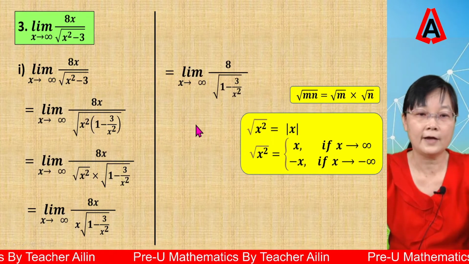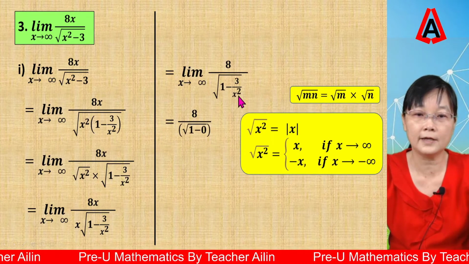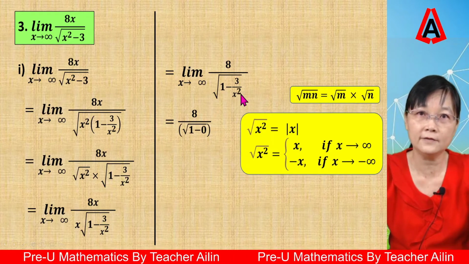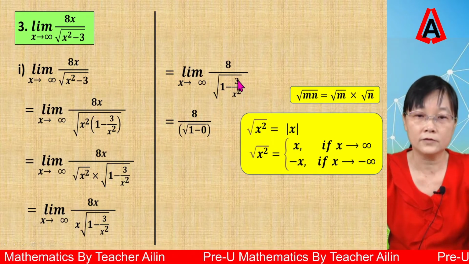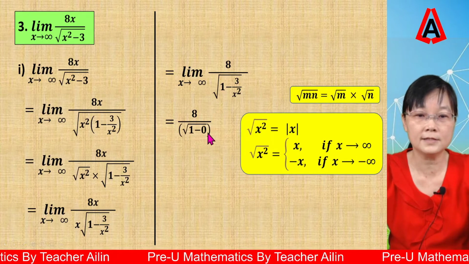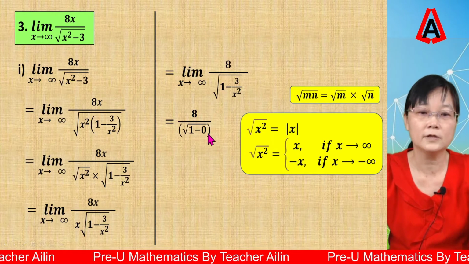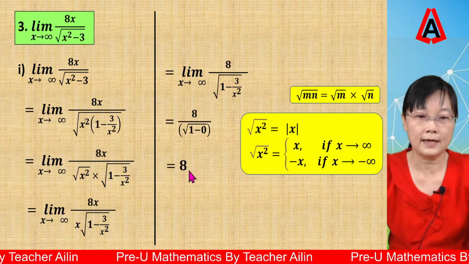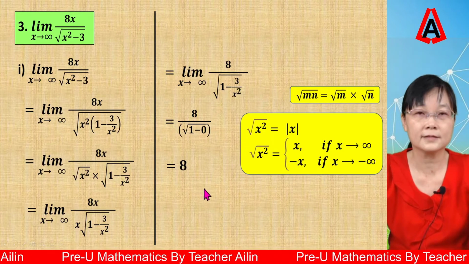After simplifying, I substitute x with infinity for the second time. So 3 over infinity is equal to 0. So finally, the answer is equal to 8.